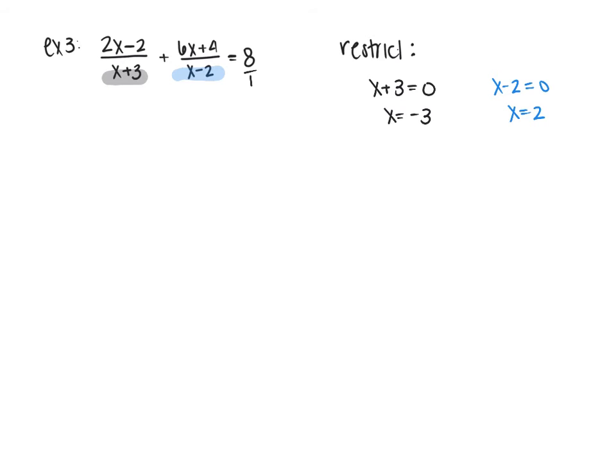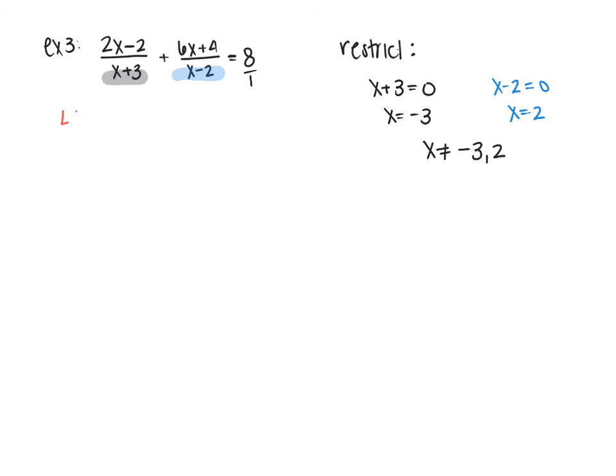If you had an x over there, you would have to set every single denominator equal to 0. So my two restrictions are x cannot be negative 3 and 2. Okay, so I'm going to keep that in mind and store that really until the end of the problem.